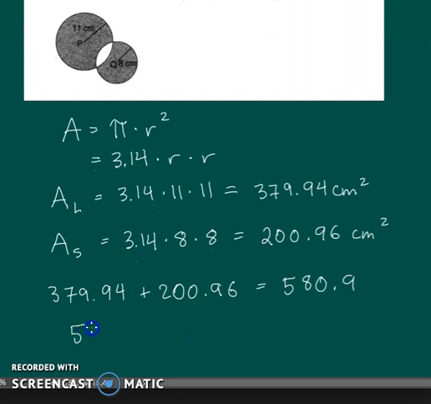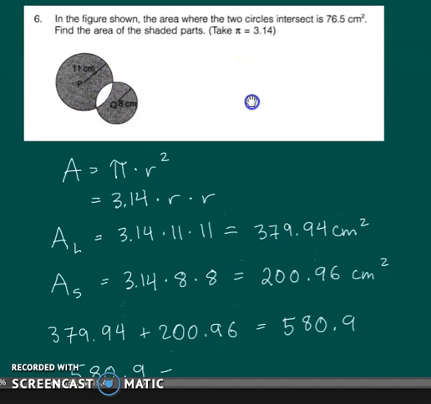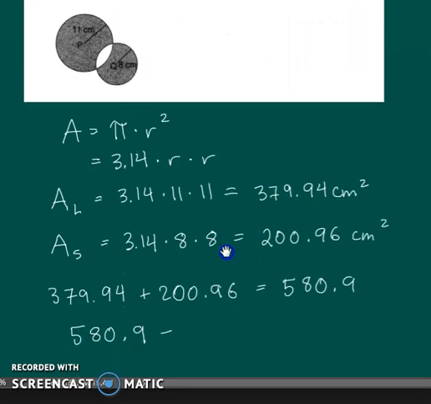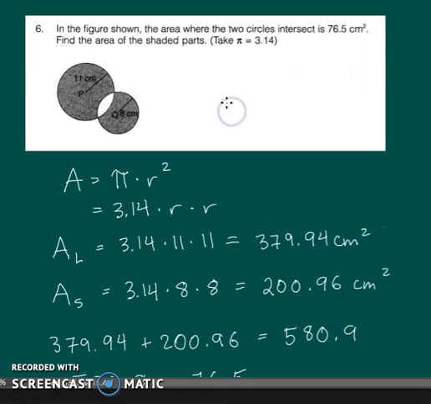So now what we have to do may seem simple. You might be thinking, okay, we have the combined areas of those two circles, and now we just have to subtract that missing white piece, which is 76.5 centimeters squared. But let's think about this for a second.